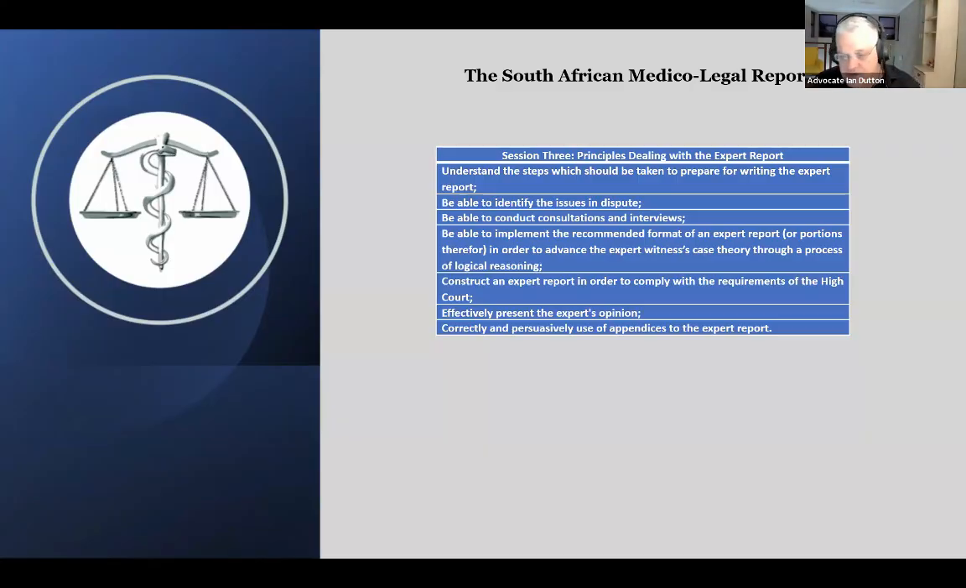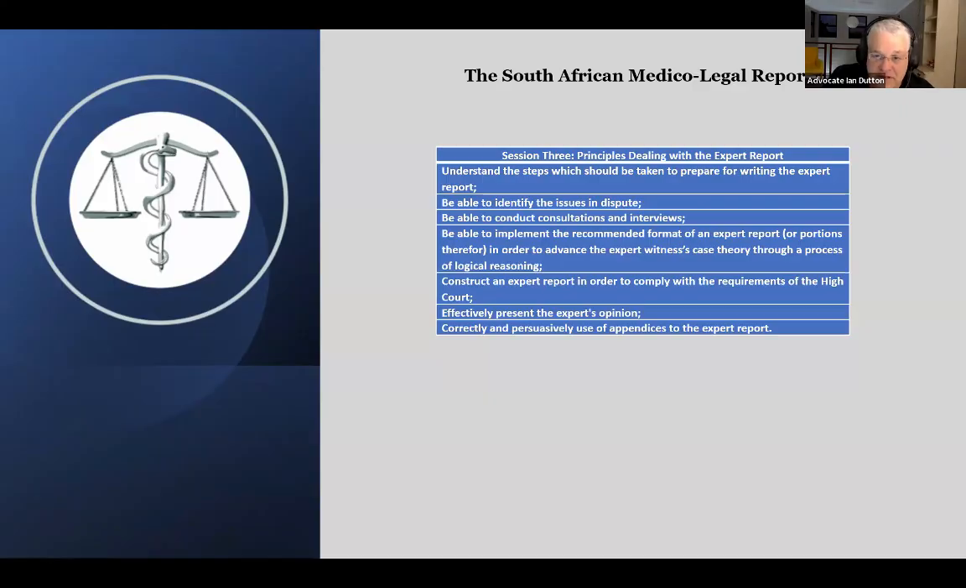You all know how to write reports. Some of you have been writing reports for longer than I've been practicing. You will have a tried and tested formula that works. However, very, very few experts, to be brutally honest, understand the principles that they are supposed to incorporate in that report. So we take the approach that we want to equip you with an understanding of those principles, and you go back to your report and make sure that you're complying with those principles.